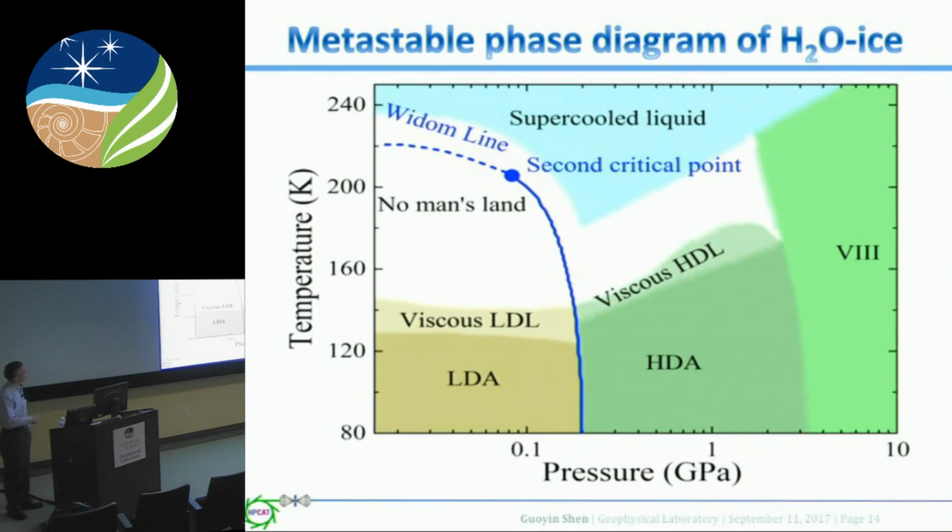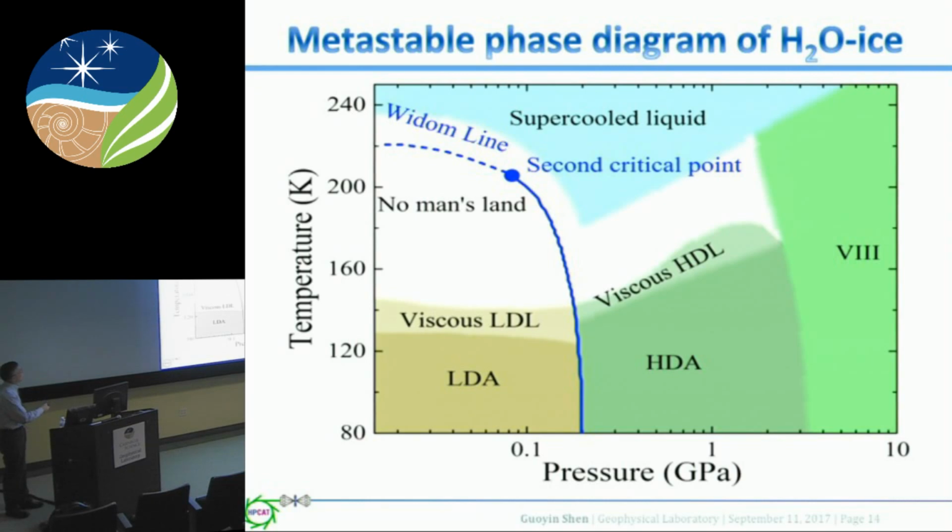But back to this H₂O itself, there's the so-called no man's land. Why do you call this no man's land? Because in this white region, it is very difficult to obtain amorphous or liquid state of H₂O in this PT range.